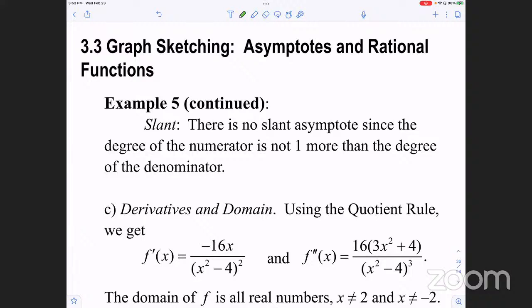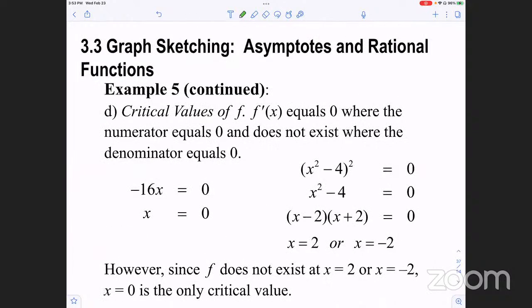Derivatives and domain. F prime, we got that. I think we got this for the F double prime, right? We got the same thing. The domain is all reals except plus or minus 2. Okay, so we got that.